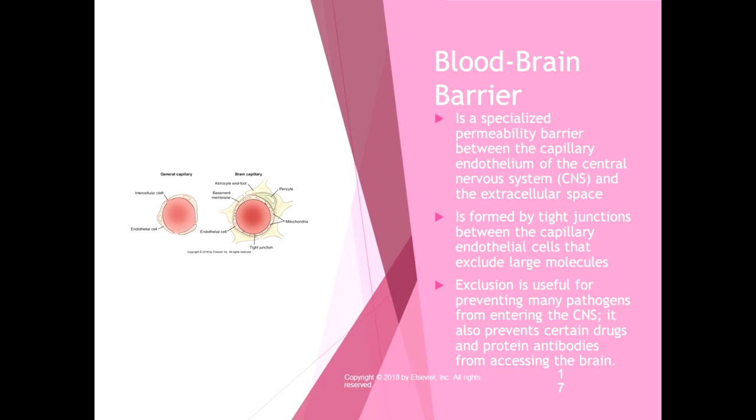The blood-brain barrier, which we've talked about briefly before, is a specialized permeability barrier between the capillary endothelium of the central nervous system and the extracellular space. It's formed by tight junctions between the capillary endothelial cells that exclude large molecules like medications and neurotransmitters and a lot of other things. The exclusion is useful for preventing pathogens from entering the central nervous system. It also prevents certain drugs and protein antibodies from accessing the brain.